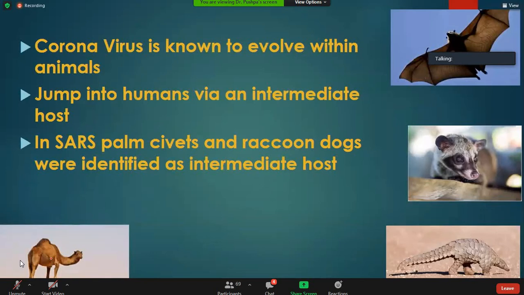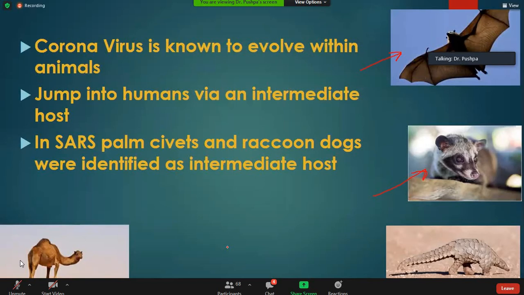Coronavirus is known to evolve within animals. What happens? The central host of the disease is usually a bat. From the bat, it accidentally gains entry into some intermediate host. In SARS, which erupted in 2002, the intermediate hosts were palm civets, which is a cat-like animal, and raccoon dogs. This picture which you are watching just now is a raccoon dog.